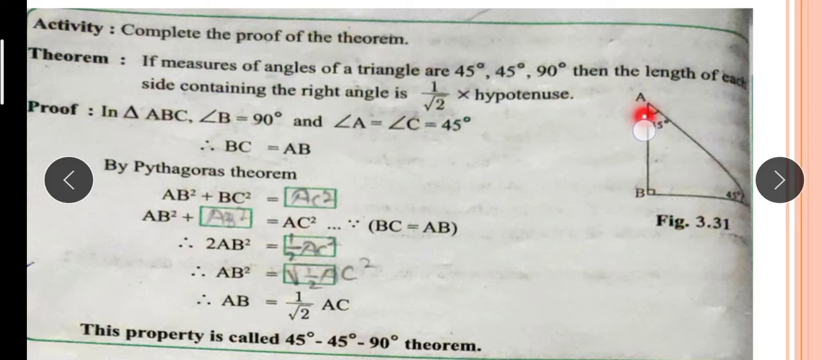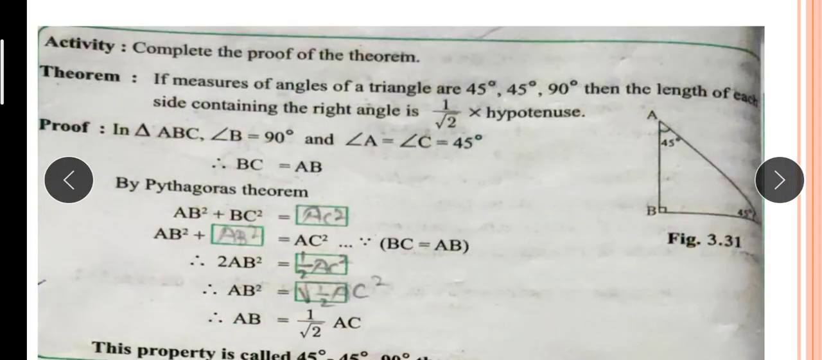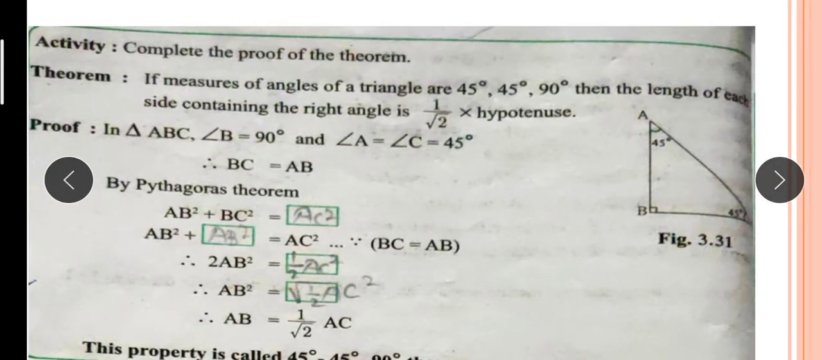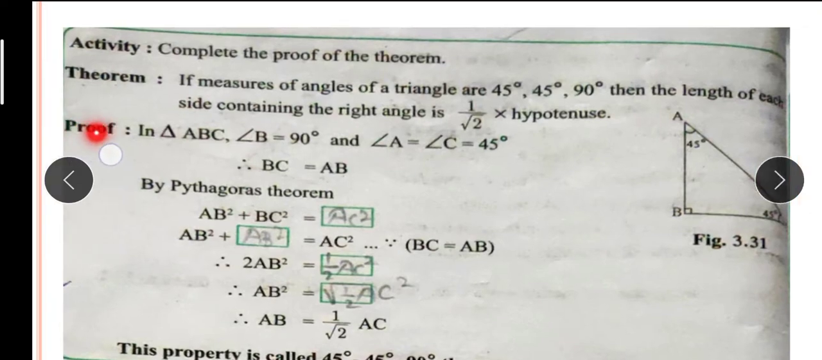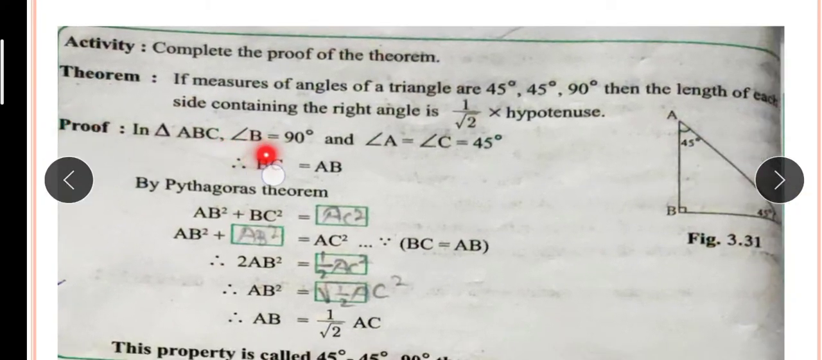What do we have to prove? We have to prove that AB is equal to BC is equal to 1 by root 2 of AC. Now see the proof. In triangle ABC, angle B is equal to 90 degrees, angle A is equal to angle C is equal to 45 degrees. Therefore, BC is equal to AB.